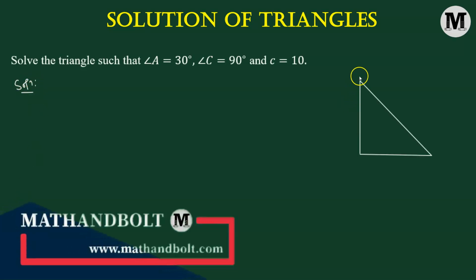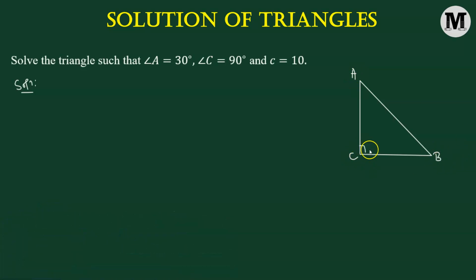So what we have here is the triangle ABC, where it is right angled at C. It's also given here that the measure of angle A is 30 degrees. So solving the triangle means we need to find out the rest of the parameters. That means we'll need to find out the measure of angle B. We'll need to find out the sides opposite to each of the angles.